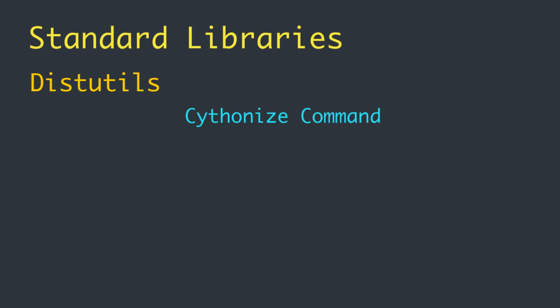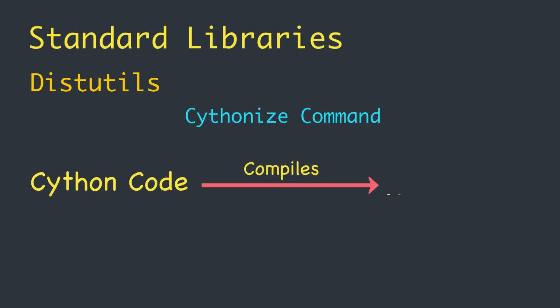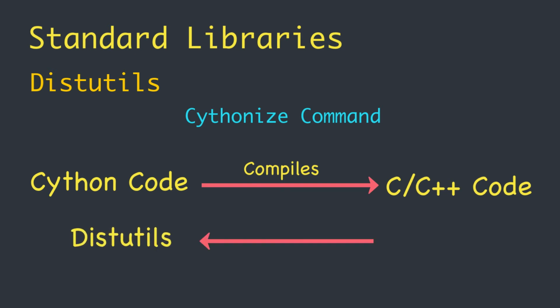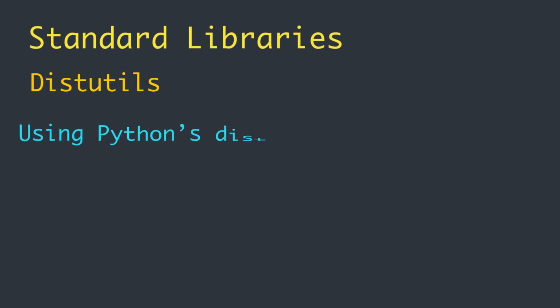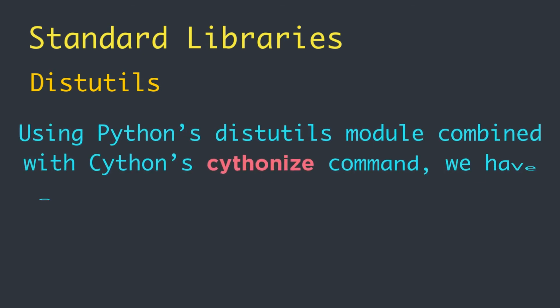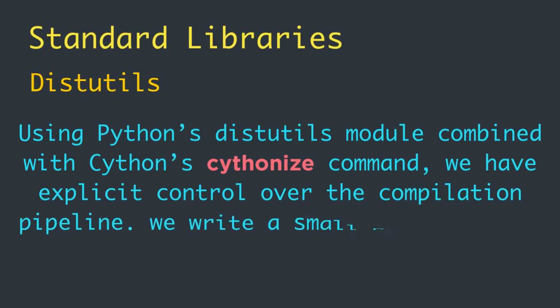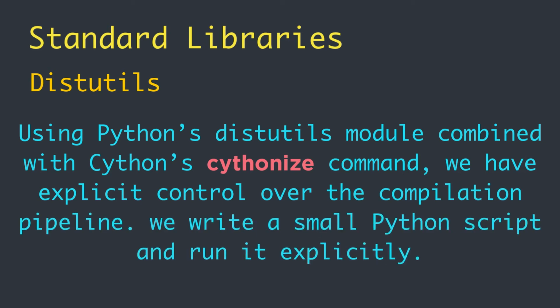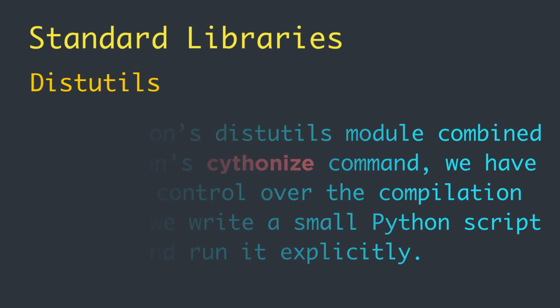The first pipeline stage is the cythonize command, which is included with Cython. It takes a Cython source file and compiles it to a C or C++ source file, and then Distutils takes it from there. By using Python's Distutils module combined with Cython's cythonize command, we have explicit control over the compilation pipeline. This approach requires that we write a small Python script and run it explicitly. It is the most common way for Python projects to compile and distribute their Cython code to end users.